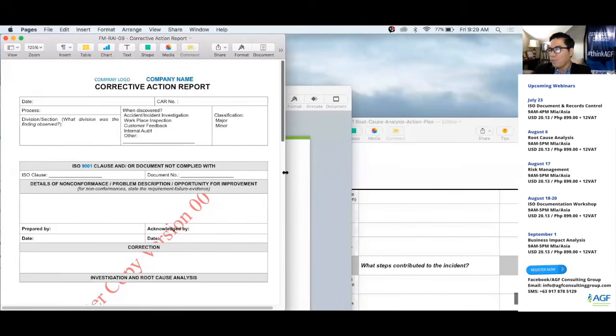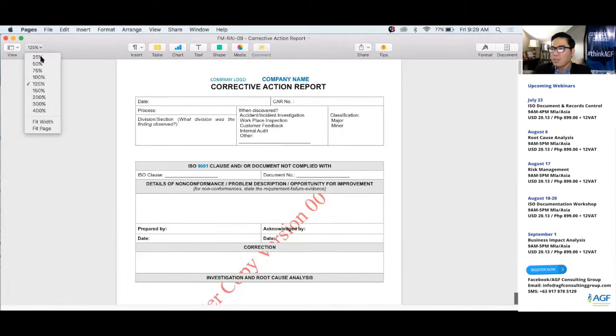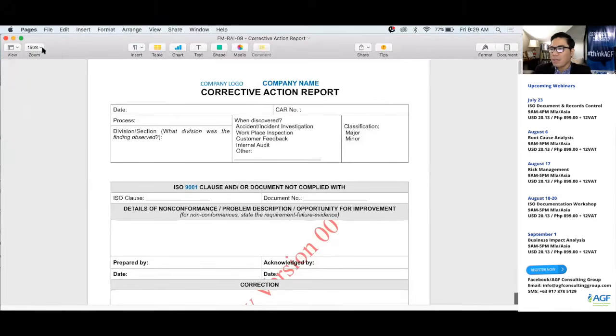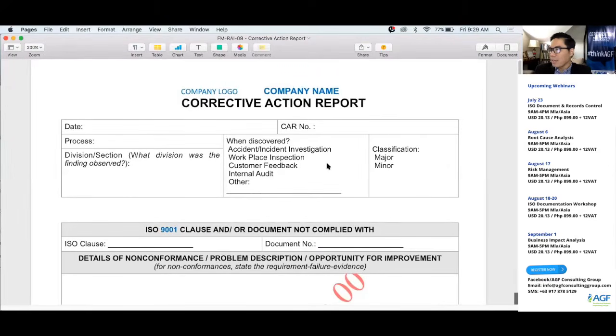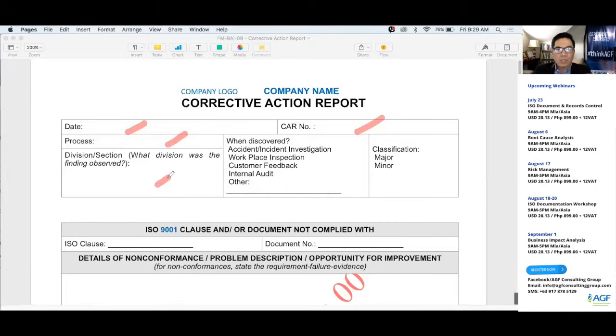So as you can see, if you don't have any forms yet, you may do a screenshot. Go ahead and you can use this as a guide. So this is a corrective action report. All right. Now just fill in the details right here. So of course, date, corrective action number, what's the process, where did you find the nonconformance, and then maybe you found the nonconformity from the internal audit, and what's the classification? Is it major or minor?